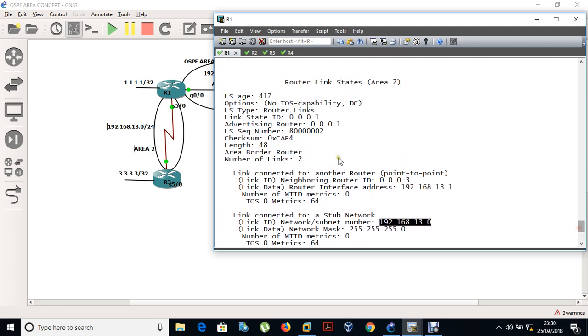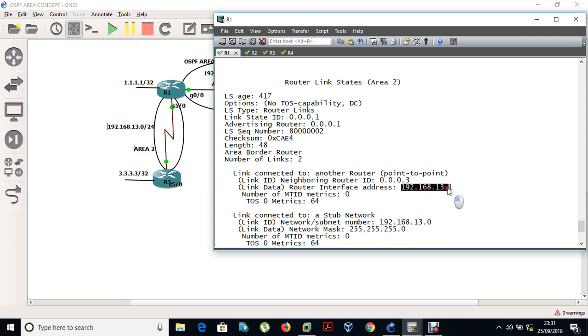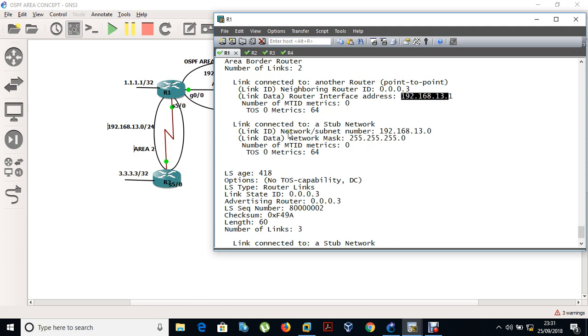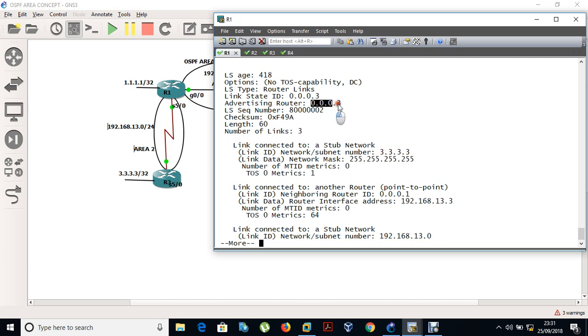Okay, let me just repeat here. R1 is still advertising. It says I have a network connected, called point to point, and the neighboring router is 0.0.0.3. That means it's a verification of this router, as I said. And it says the interface that I have is 192.168.13.1. That's the link right there. The network is 192.168.13.0, this network right here.